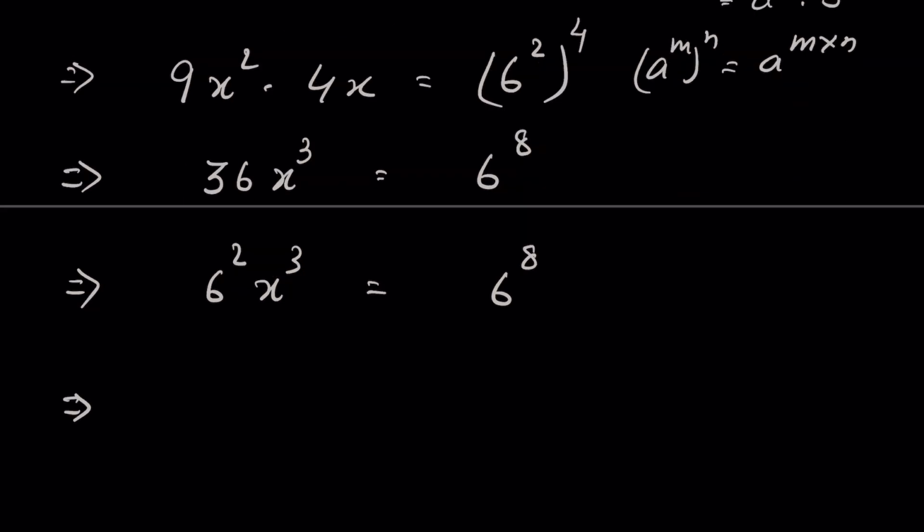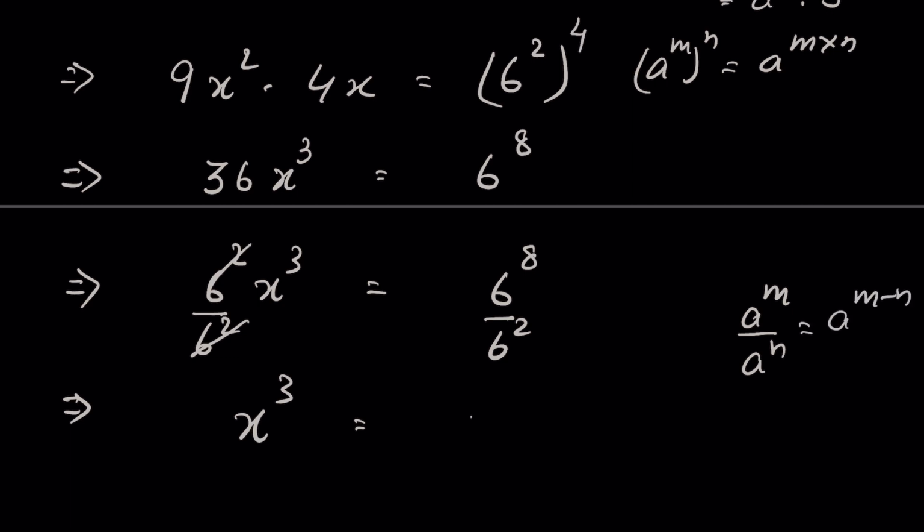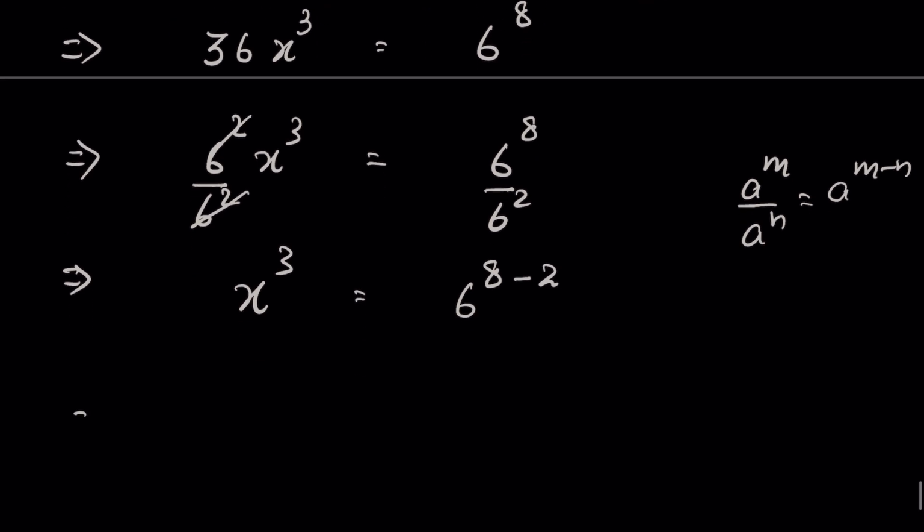Let's divide both the sides by 6 squared. So this is x cubed is equal to, and there is an identity, a raised to the power m upon a raised to the power n, and this is equal to a raised to the power m minus n. So this will be 6 raised to the power 8 minus 2. So x cubed is equal to 6 raised to the power 6.